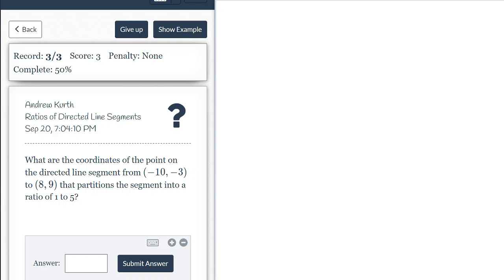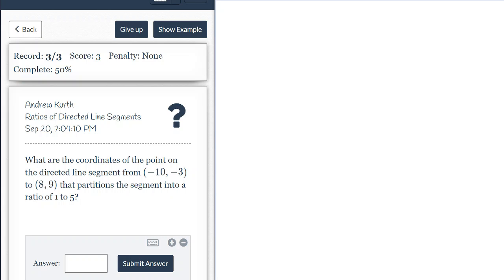I wanted to make a video to help you with partitioning line segments. So, partition a line segment. In this case, on Delta Math, it's referring to something called a directed line segment, which simply means that it has one coordinate that is considered the beginning and the other that is considered the end.